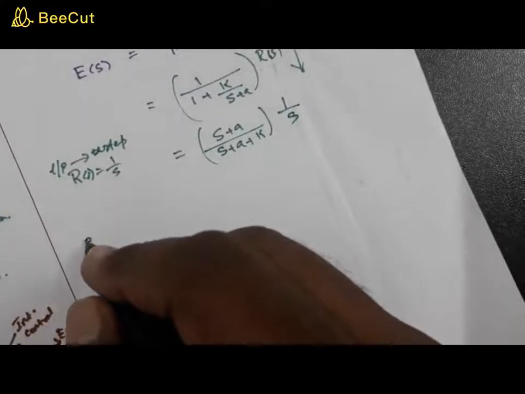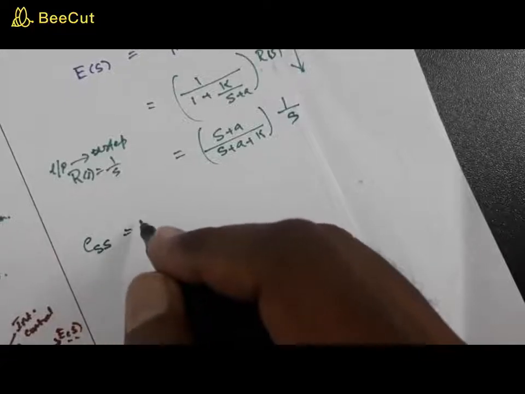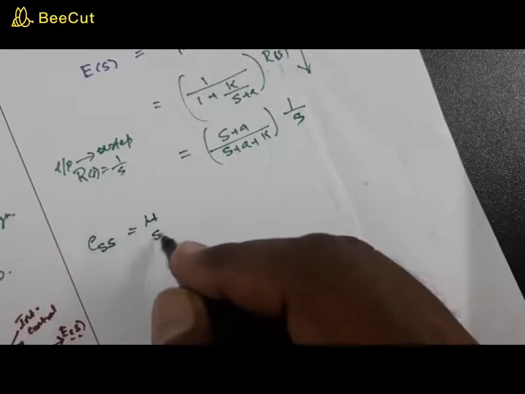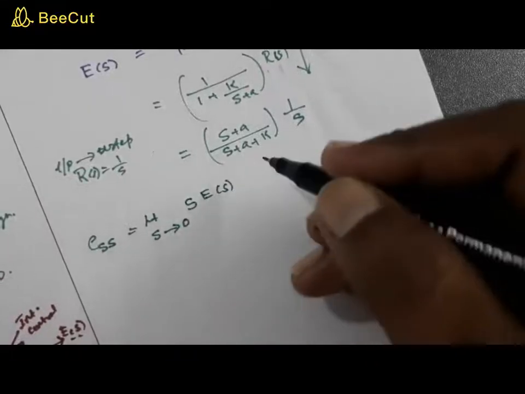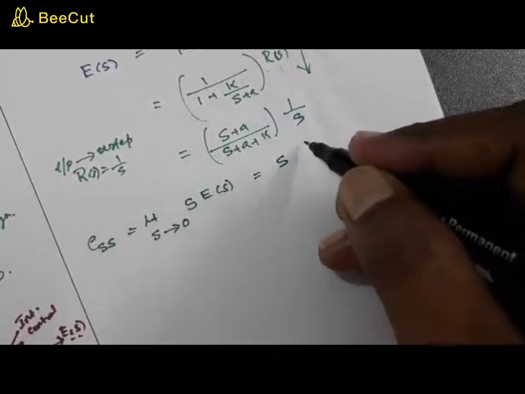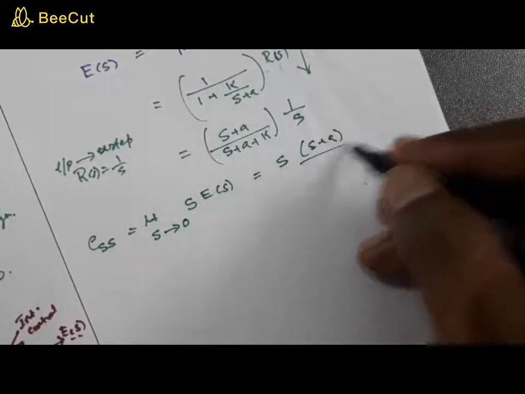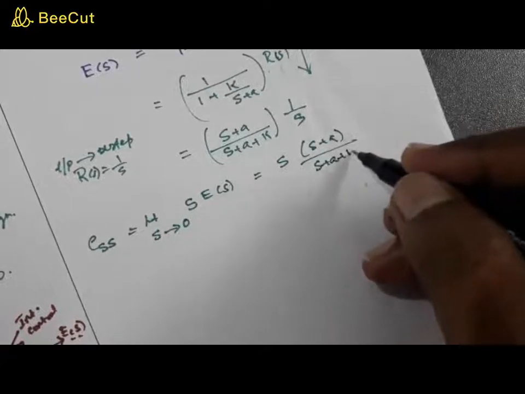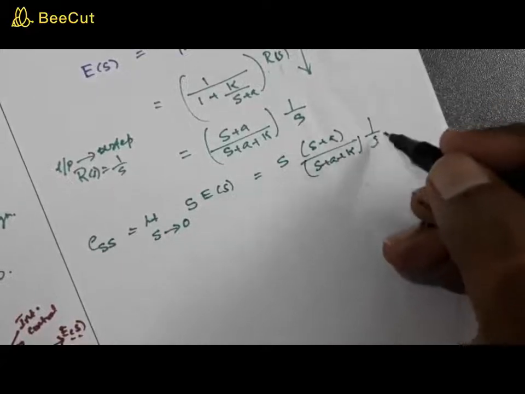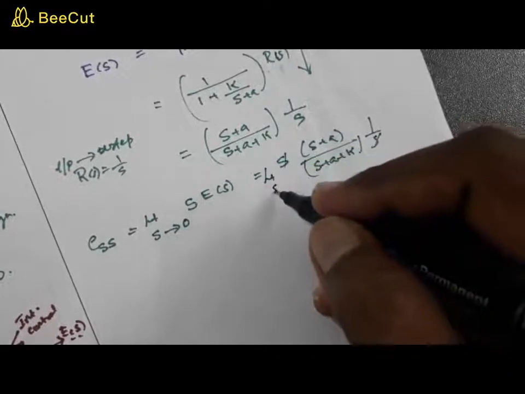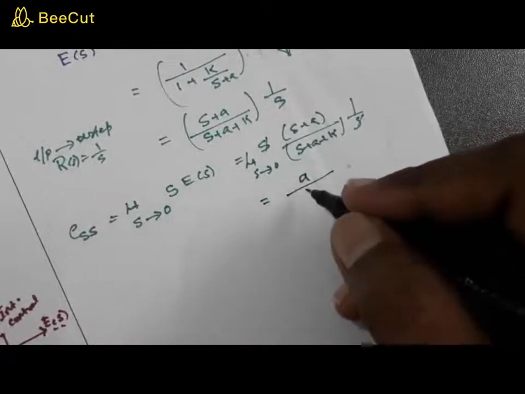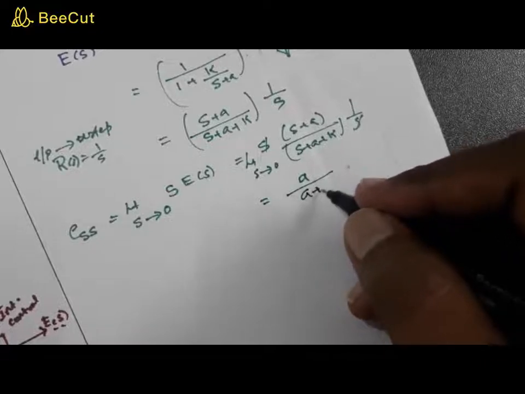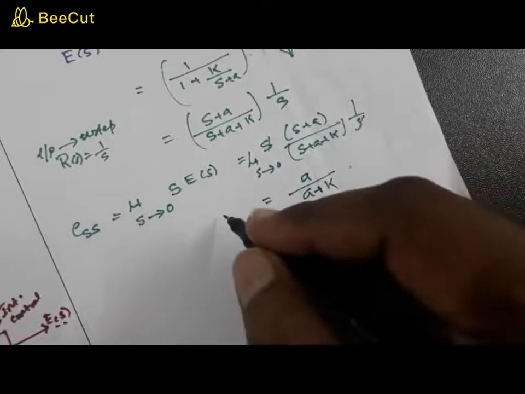Now how to find out the steady state error? The steady state error is nothing but limit S tends to 0 of S into E of S. We have already studied that. So this will be S into (S plus A) divided by (S plus A plus K), into 1 by S. This S and S get cancelled. With limit S tends to 0, you will be getting the error as A by A plus K, right?